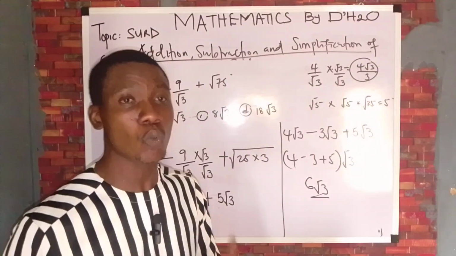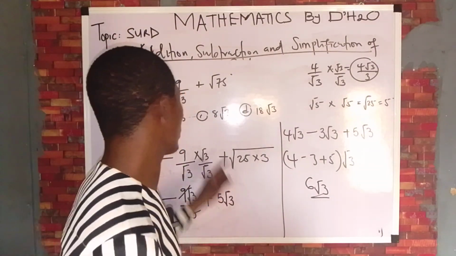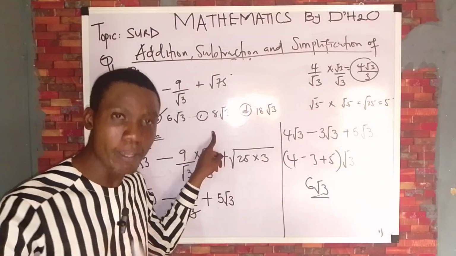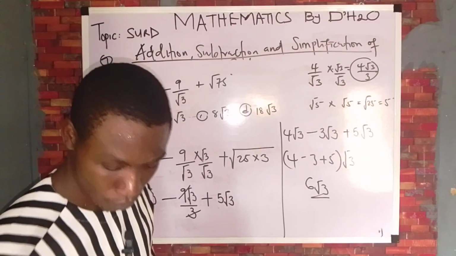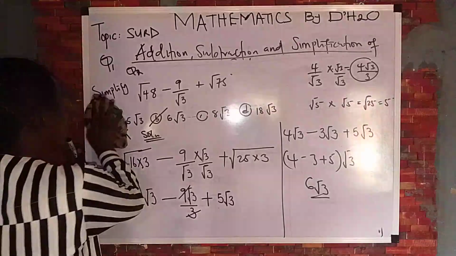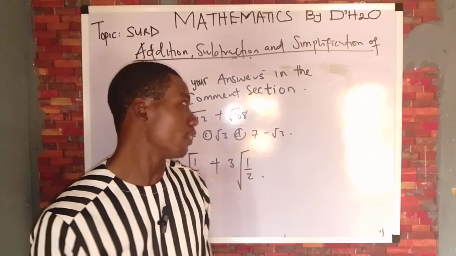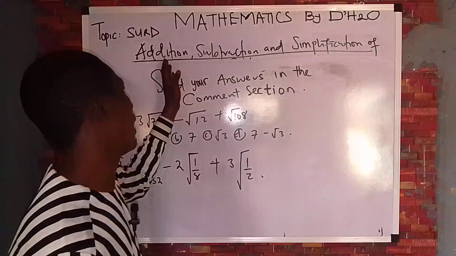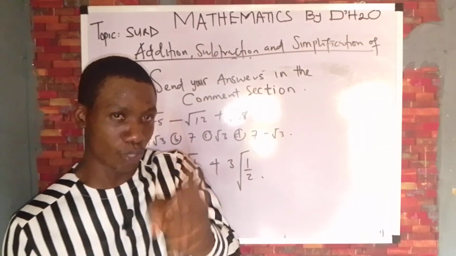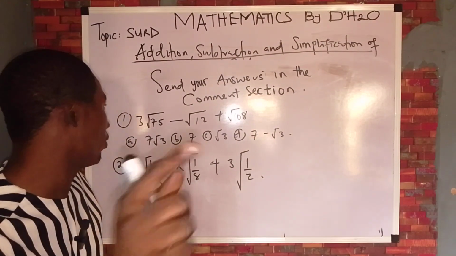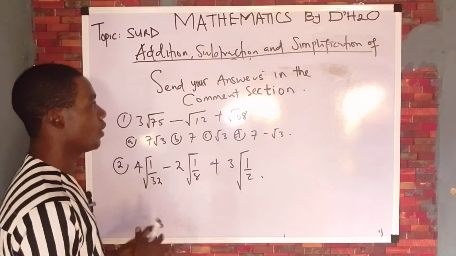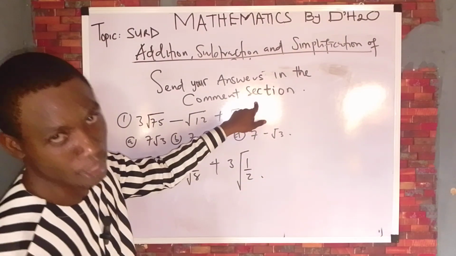Probably I'm going to leave this question for you in this question number 3. You send your answers to me in the comment section. Okay? Now, these two other questions on addition, subtraction, and simplification of surds are left for you to solve. So what I want you to do for me is to solve these two questions, and then you send your answers in the comment section.